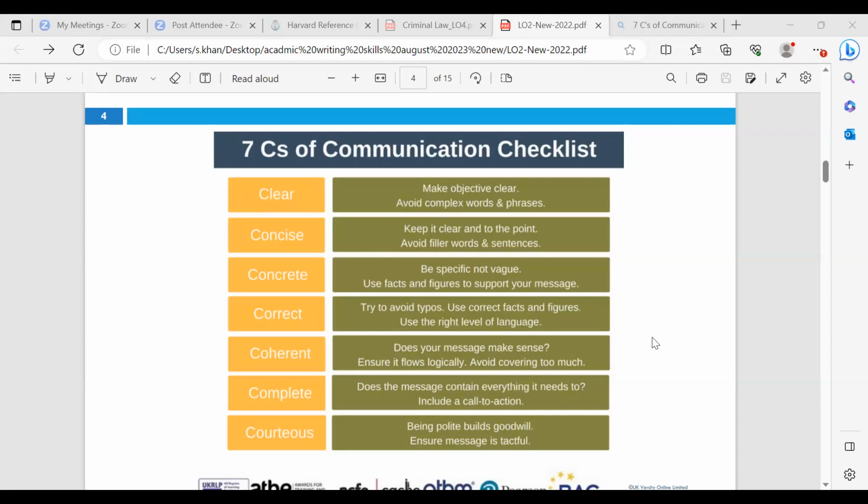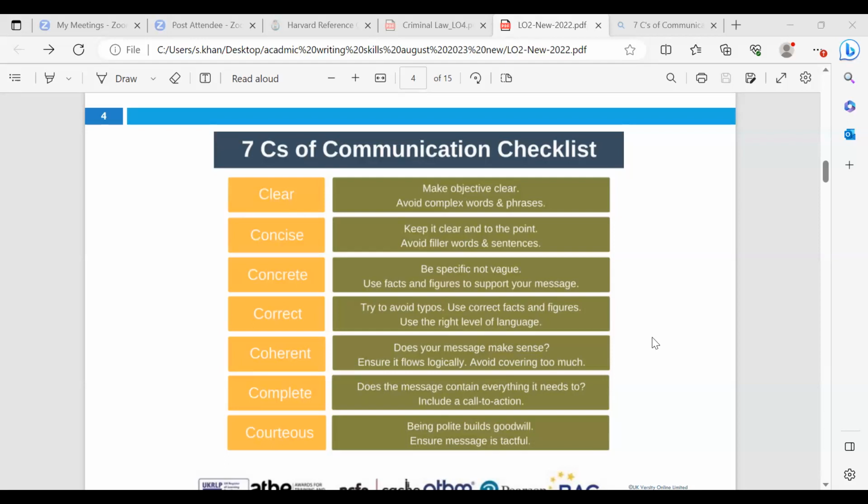The next one in the 7 C's is that it's coherent. So does the message make sense? Ensure it flows logically and avoid covering too much. A coherent conversation makes sense and flows logically. Think carefully about the order of your points and how you can make it easy for the person to understand. It's very important to be consistent with the style and content when delivering different messages across. So it needs to make sense. The reader is able to read it and you're not covering too much, and it's important. So that's coherent.